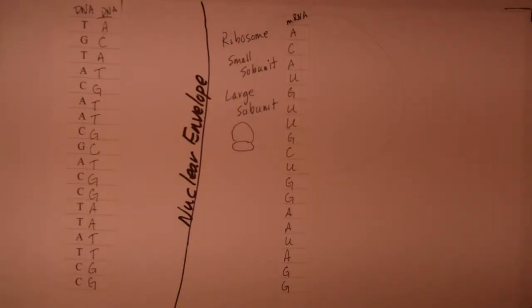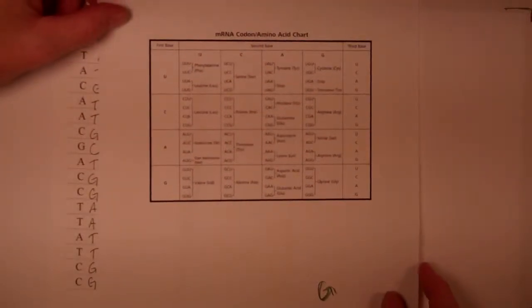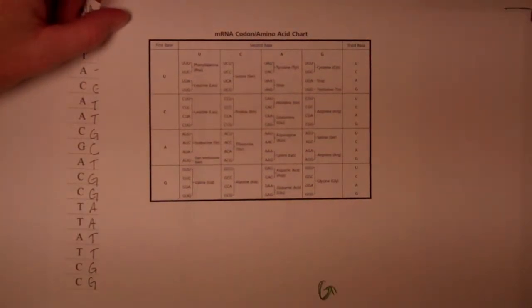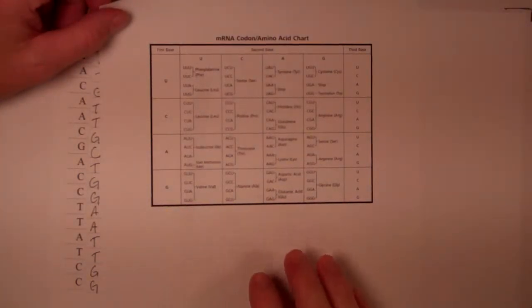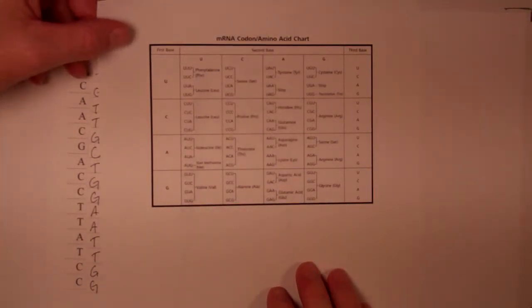So you're going to need to get your codon chart to do this next part. So here's one of the codon charts. You can download this off of the internet. There's just a ton of them out there. This is the one that we use here at school.